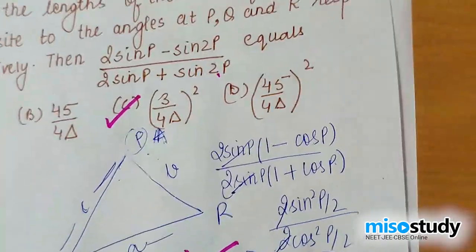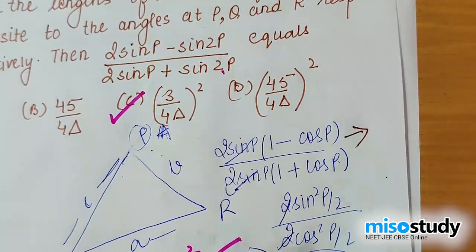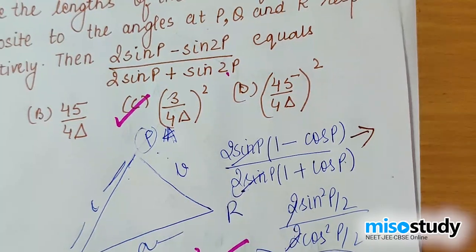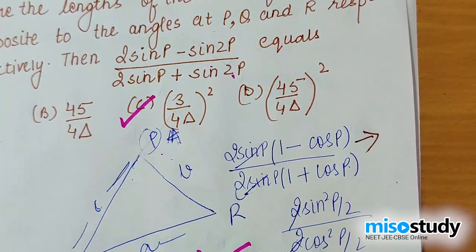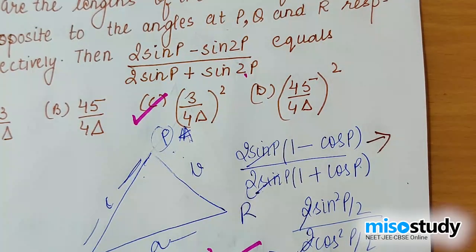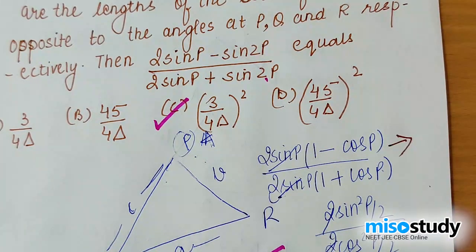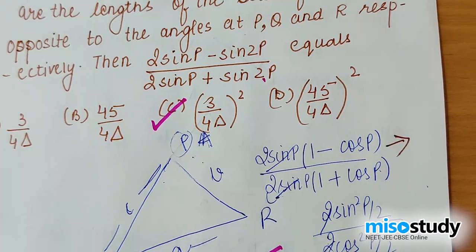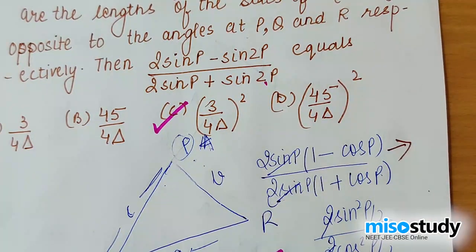You can actually stop at this point, and the cosine and sine formulas I know every child knows. You can apply the cosine formula and find cos P, which is again very simple. Cos P would be (b² + c² - a²) upon 2bc. So on finding cos P, you can evaluate the complete value.